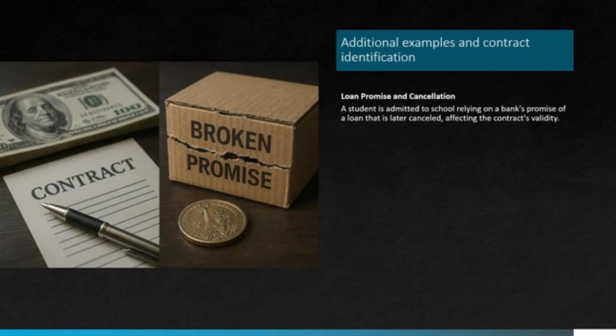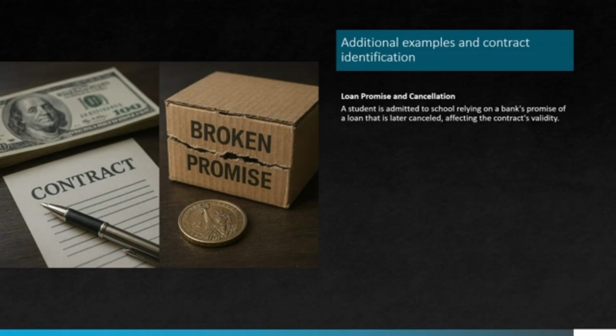The bank's promise to loan the money. But a few weeks into the semester, the bank decides they're not going to loan the money. They cancel the loan. They're not going through with it. And the contract here is between the student and the bank, right? It's a loan contract. They borrow money. The bank gives them the money. The student has to pay it back with interest. That's the nature of the loan agreement.